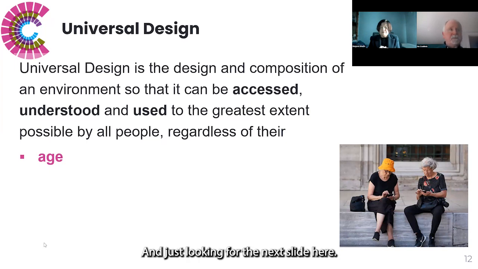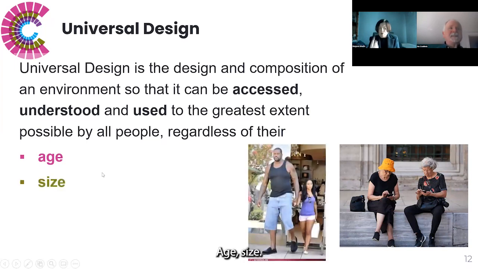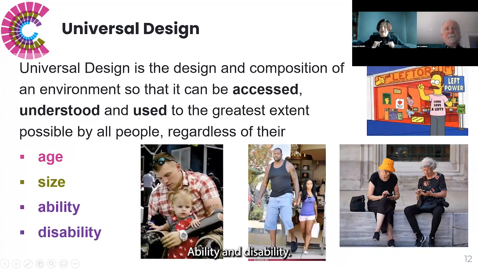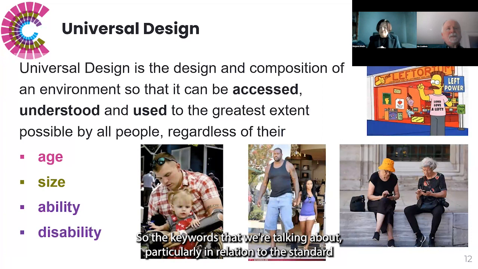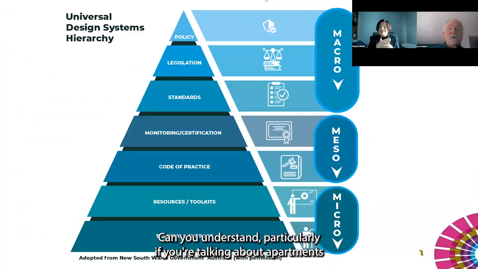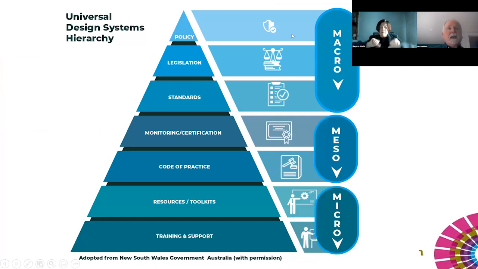size, ability and disability. So the key words that we're talking about, and particularly in relation to the standard we're discussing this morning, is can you access a dwelling? Can you understand, particularly if you're talking about apartments? And then can you actually use that building, dwelling, house, etc.?